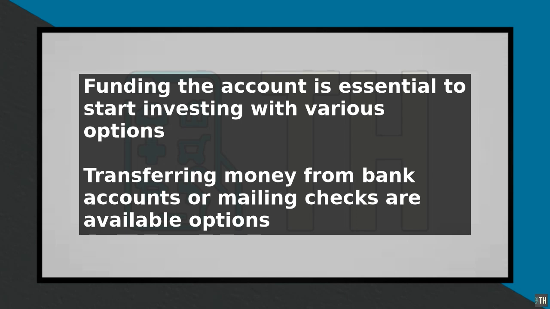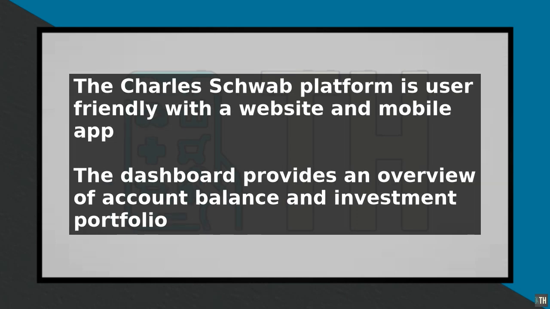To start investing, you can browse through the various investment products offered by Charles Schwab, including stocks, bonds, mutual funds, and exchange-traded funds. You can also use the Schwab Intelligent Portfolios, which is a robo-advisory service that provides automated investment management. When selecting investments, it's crucial to consider your financial goals, risk tolerance, and time horizon.